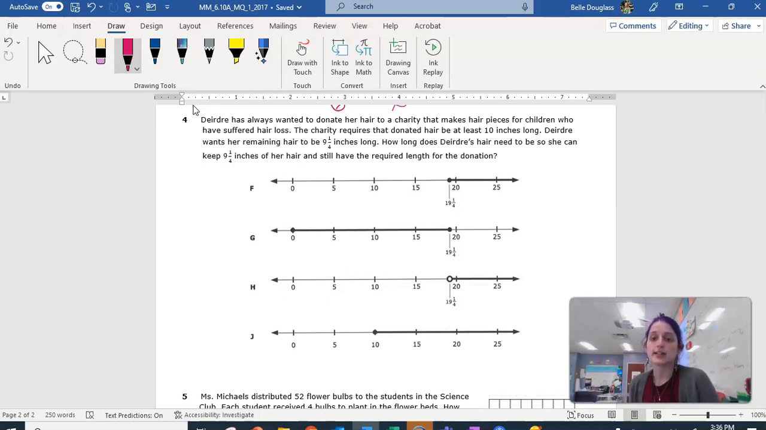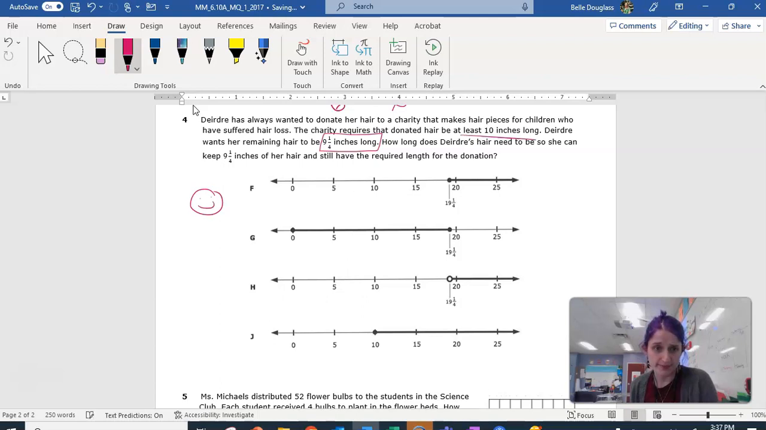This charity requires that the donated hair be at least 10 inches long, because if you cut off this much hair, that's not going to really make a whole big wig for someone. So it has to be at least 10 inches. You can donate more than 10 inches, but you can't donate less than 10 inches. Deirdre wants her remaining hair to be 9 1/4 inches long. That's kind of weirdly precise, but Deirdre gets to decide what she needs about her hair.